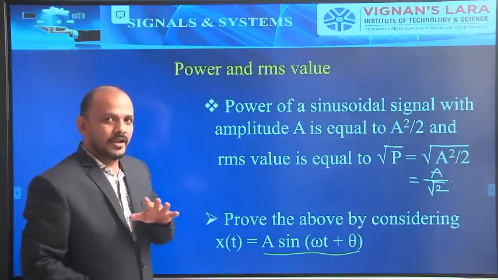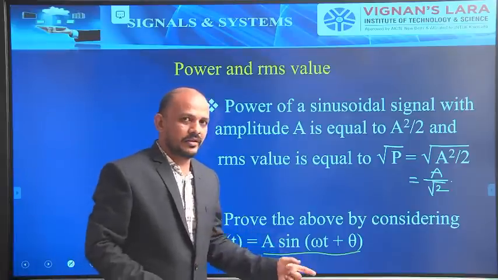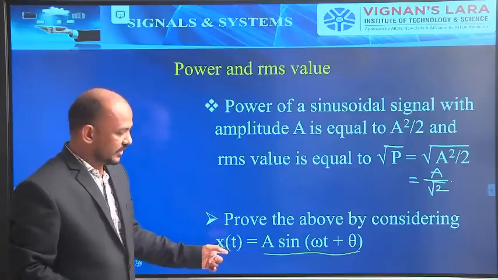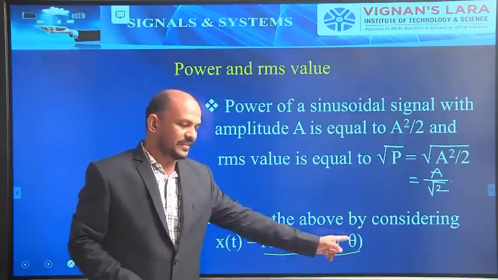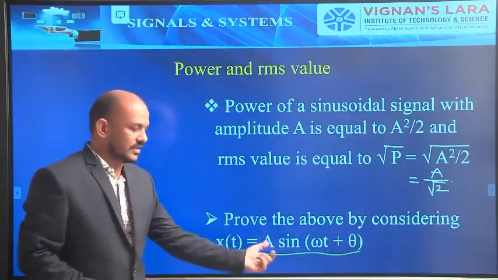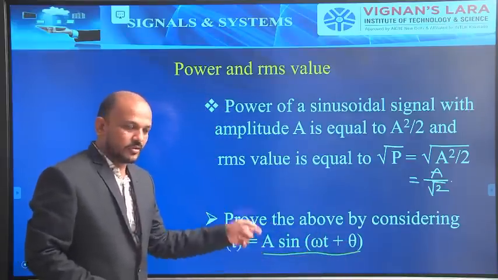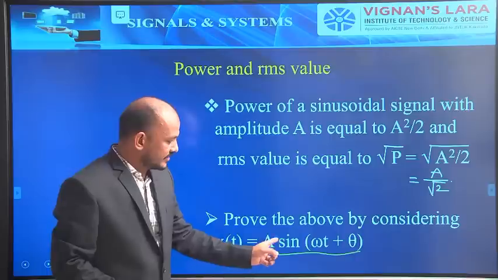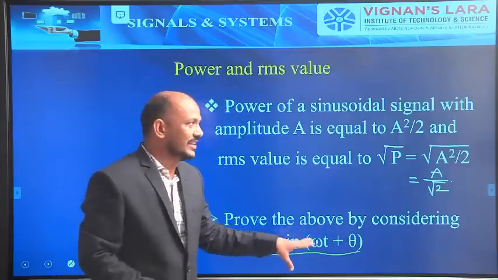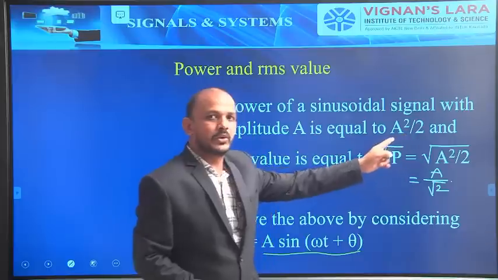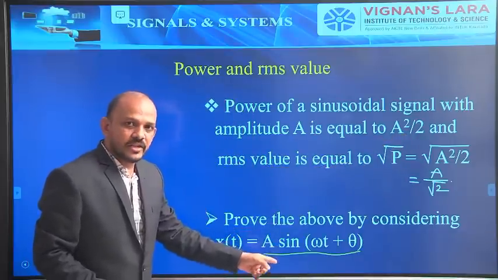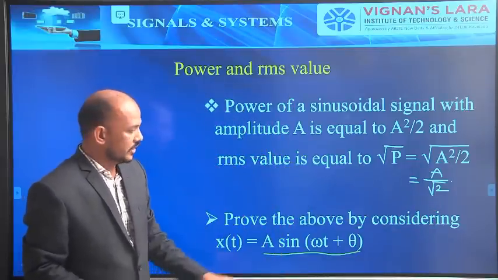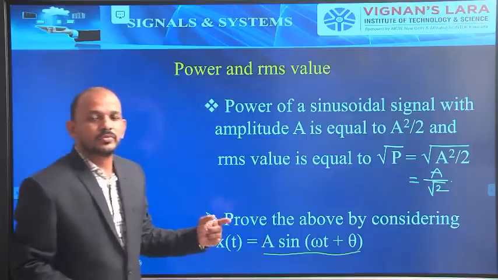So for that reason, I am giving an example for your practice at home. Let us consider the sinusoidal signal x of t equals A sin(omega t plus theta), a sine signal with amplitude A. Prove that the power of this signal is equal to A squared by 2, and the RMS value of this signal is equal to A by root 2. So this is for your work, do it for your practice.